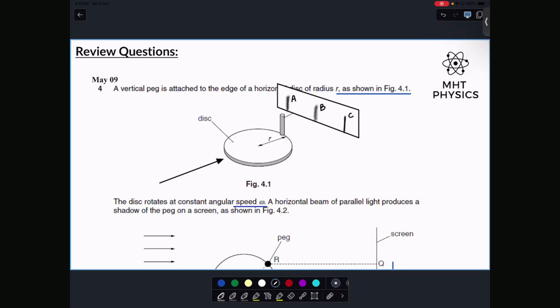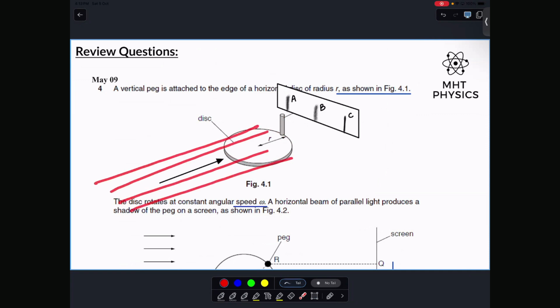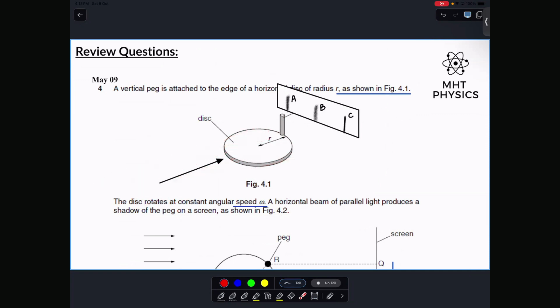Can you picture what's happening? So basically, there's a disc here that's rotating, and there's a peg here, like this wooden stick, and you're sending light from this side, right? So light is going like that. And as the light goes here, this thing will block the light and it'll cast a shadow, right? To see the shadow, you have this screen on the background. So my question is, where on the screen will this produce the shadow at this instant?